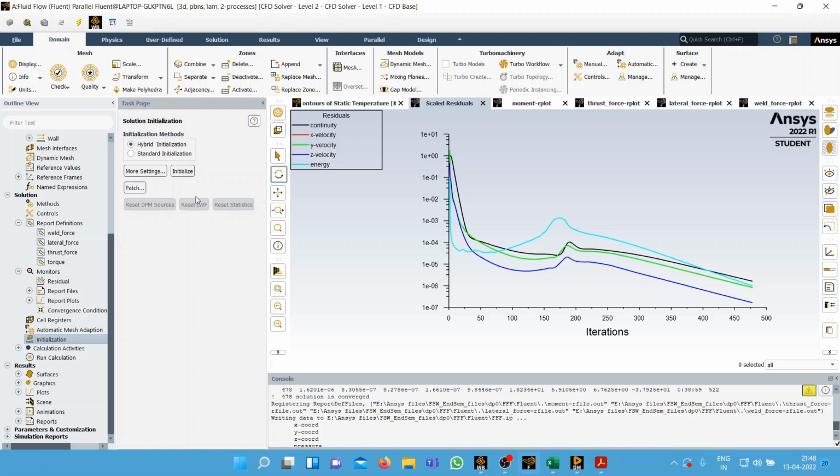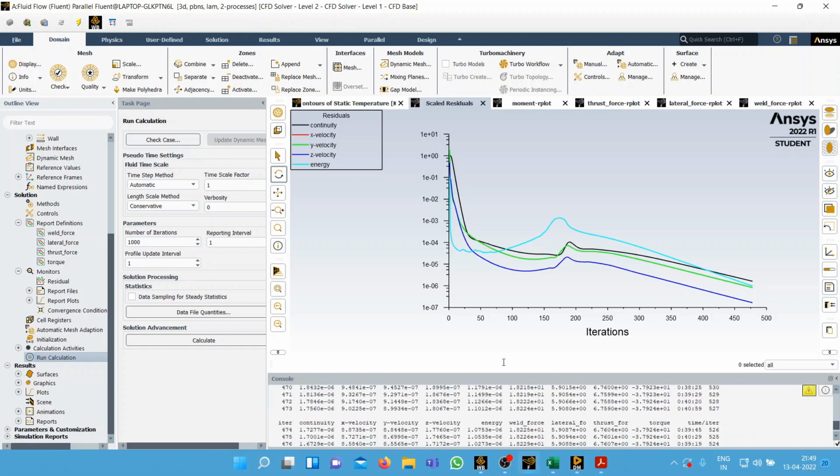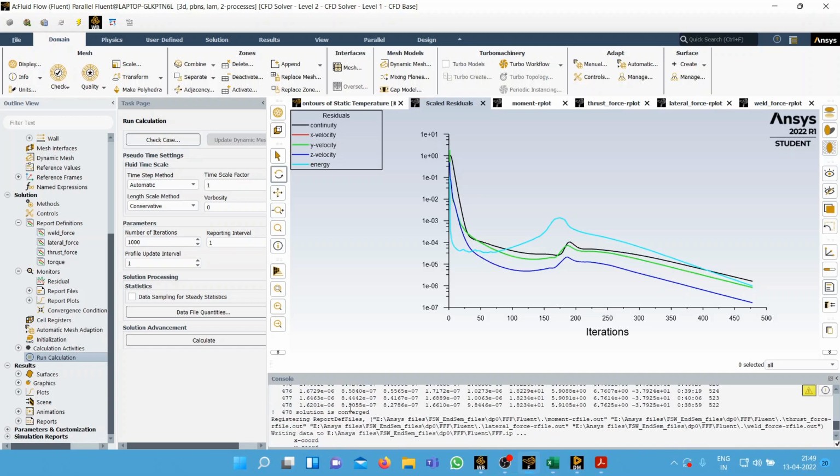When it gets initialized, after that I went through the calculation, run calculation. I have taken the number of iterations as 1000, that is, the minimum number of iterations. After running the calculation, it ran for around 45 minutes, and here we can see the iteration, that is 478. That is, in the 478th iteration the solution got converged.